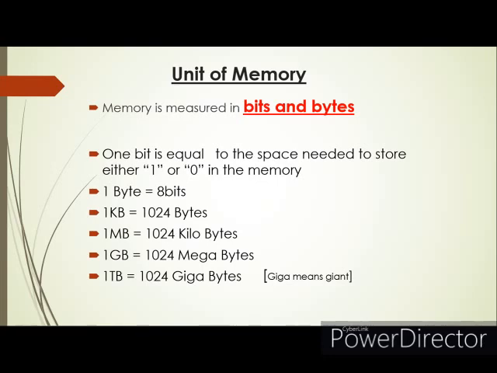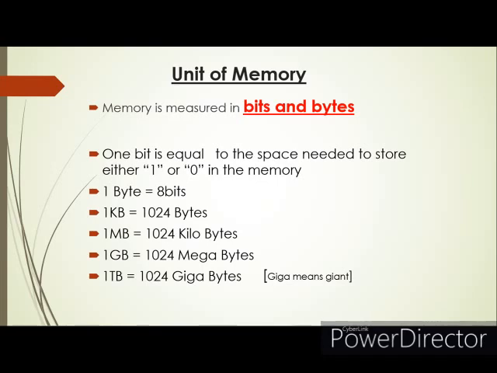In the case of length, we know that 1 meter is equal to 100 centimeter, or 1 centimeter is equal to 10 millimeter. All these are the unit conversions. Similarly, 1 kilobyte is equal to 1024 bytes. 1 megabyte is equal to 1024 kilobytes. 1 gigabyte is equal to 1024 megabytes. 1 terabyte is equal to 1024 gigabytes.